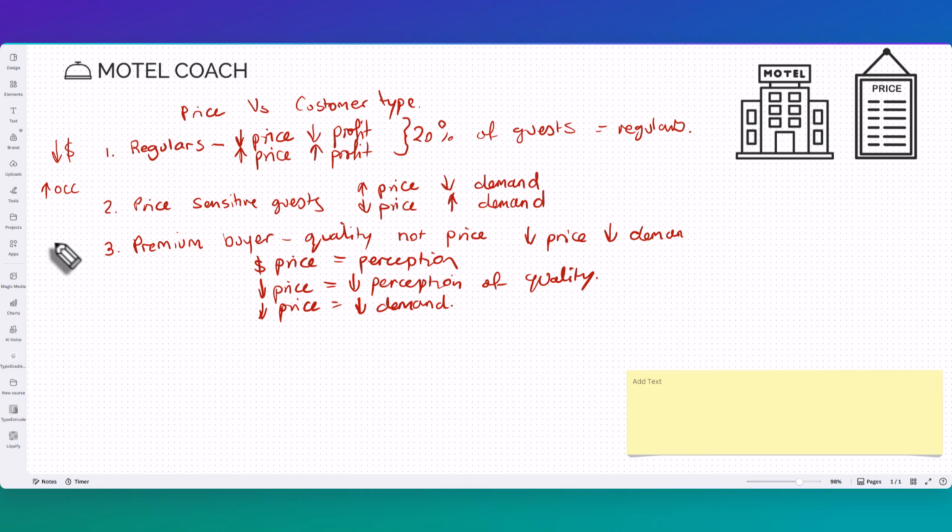Your premium buyers, when you reduce your rate, you'll reduce your profitability. You'll get less of these. You'll reduce your occupancy. The end goal is profitable occupancy, not just full rooms. The old saying, heads in beds. Stop thinking about it. Start focusing on profit.